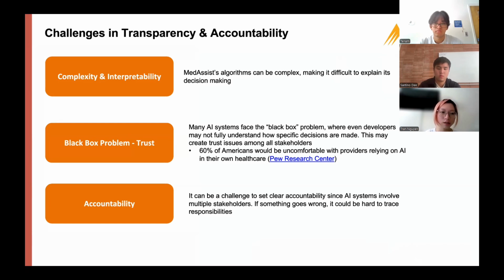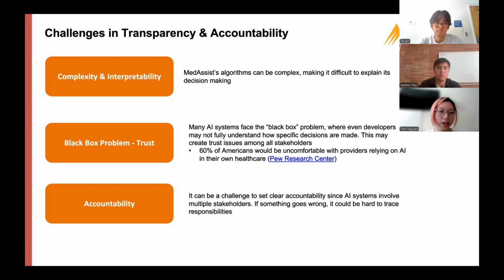And the next challenge is the black box problem, which leads to trust issues among stakeholders. Many AI systems, especially deep learning models, operate as black boxes, where even developers may not fully understand how specific decisions are made, and therefore healthcare providers may be reluctant to fully trust these AI-driven diagnoses and to integrate AI suggestions into their clinical decision-making without transparent explanations. And it is even harder to build trust within patients, the people who are directly affected should the AI model not work as expected. Pew Research Center has pointed out that 60% of Americans would be uncomfortable with providers relying on AI in their own healthcare.